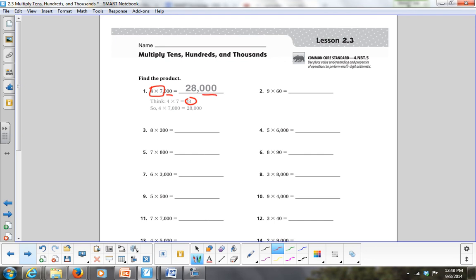So let's take a look at number 3. What is my basic fact then is 8 times 2. I added 2 zeros there. So I know that 8 times 2 is 16. And I'm going to take 16 here, and I'm just going to add my 2 zeros. So what's my answer? 1600. Let's take a look at number 10 here. I've got my basic fact is 9 times 4, which equals 36. I added 3 zeros. So I'm going to put 36 up here, and I'm going to add my 3 zeros. So 9 times 4,000 is 36,000.